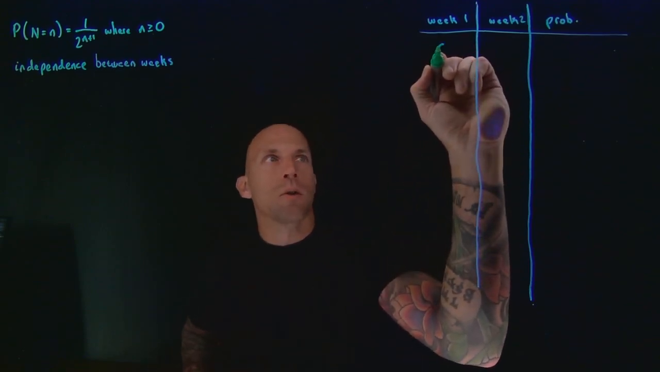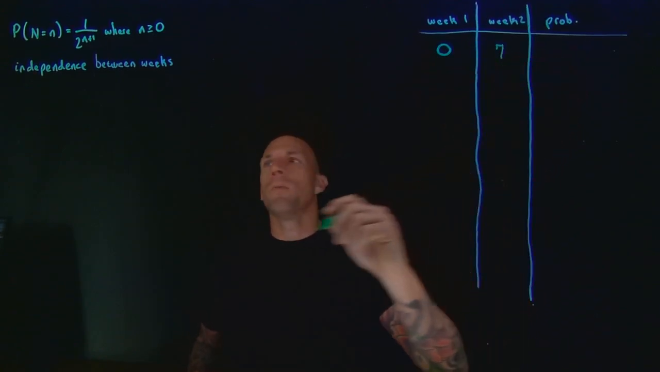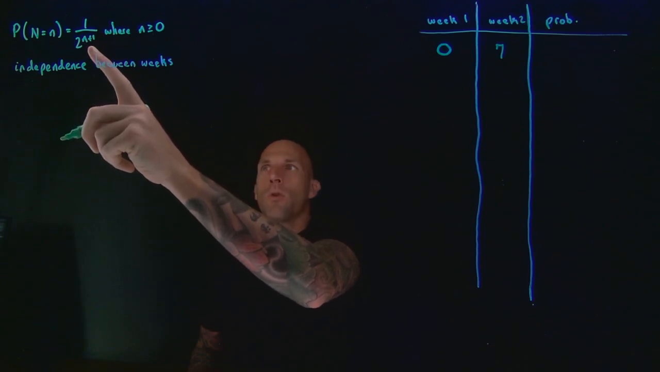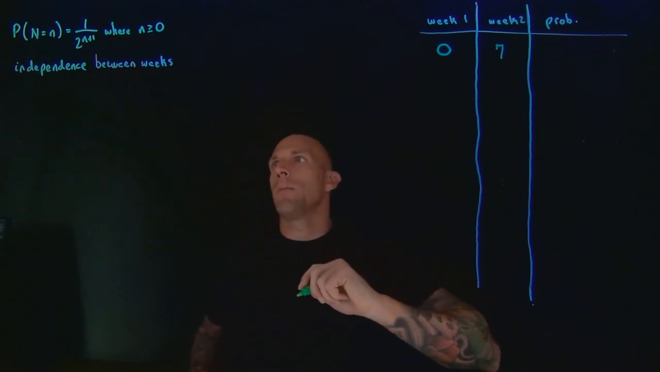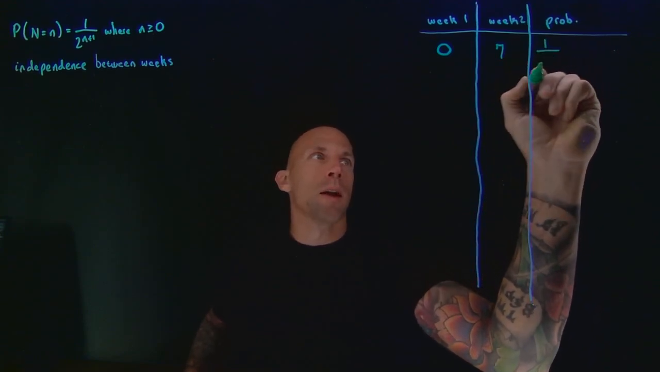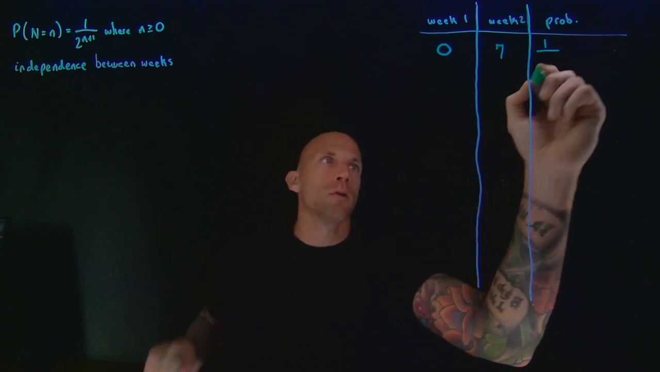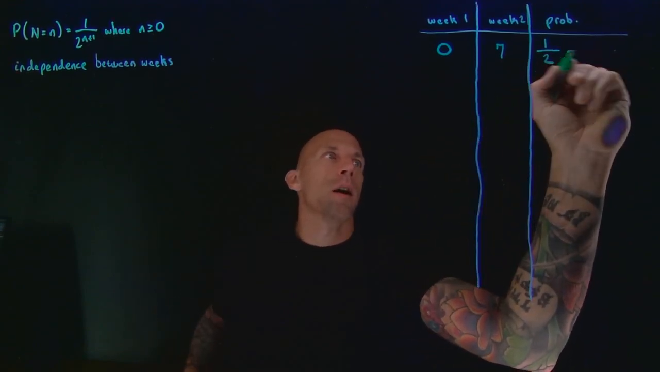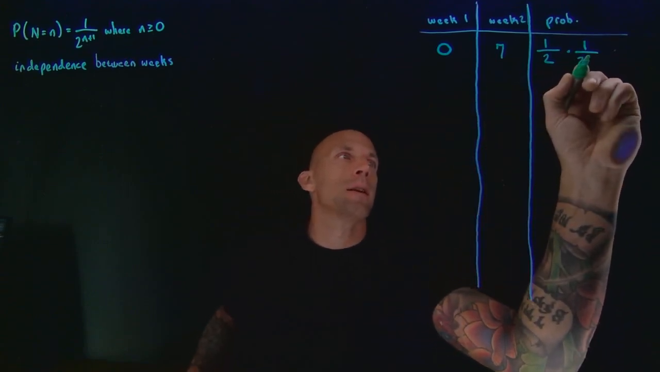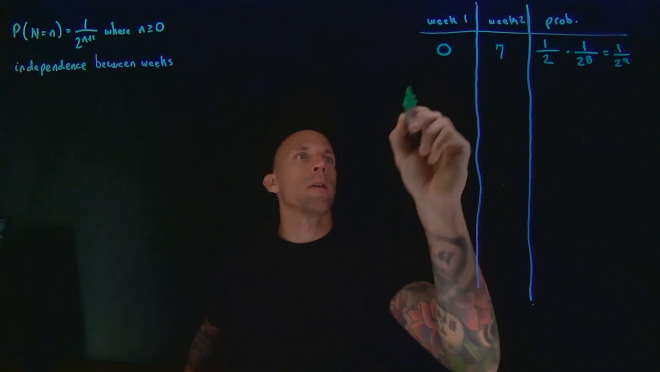We could have 0 claims in week 1 and 7 claims in week 2. If we plug our claim values into this formula here, this expression that we were given, 1 over 2 to the n plus 1 means we're going to have 1 over 2 to the 0 plus 1, which is 2 to the 1, or just 2, times 1 over 2 to the 7 plus 1, which is 8. And we can simplify that as 1 over 2 to the 9th.